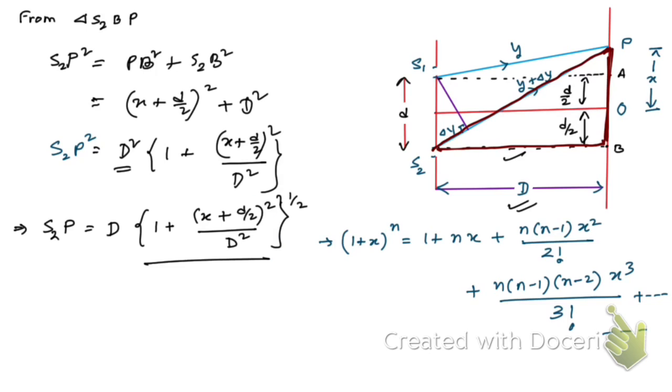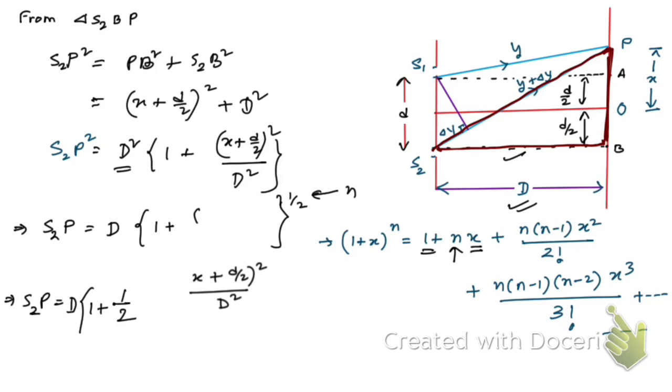Using this expansion, if we expand this part, then what we're going to get, S2P is equal to d into, so first term is 1, okay, next term is n into x, so here n is half, so let me write half, and this part is x, so let me copy this, so this is x, right?